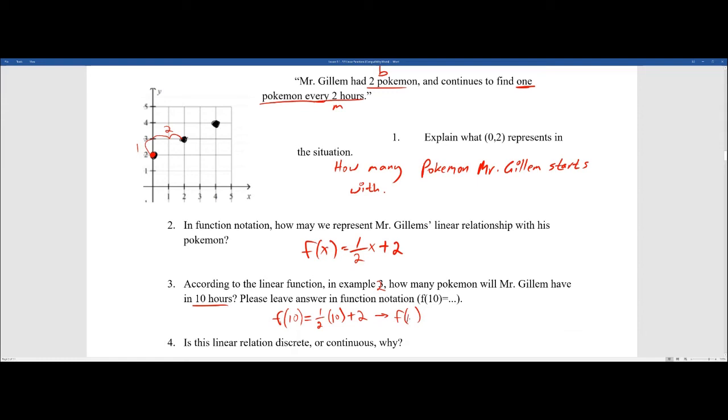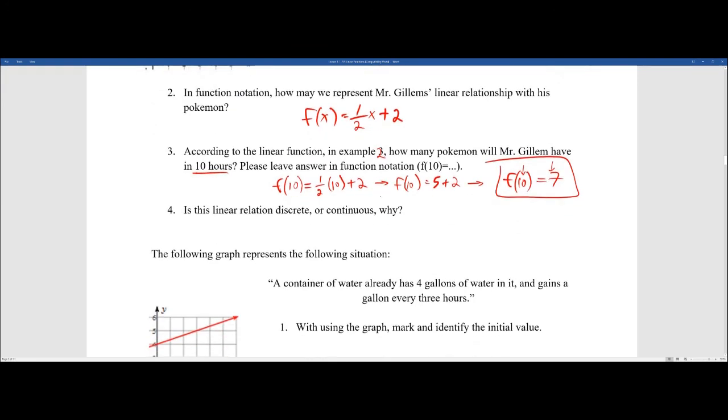There we go. So f of 10 equals, again, what's half of 10? That's 5. And then we have that plus 2. So f of 10 will equal, what's 5 plus 2? And you should get 7. So in 10 hours, Mr. Gillum will have 7 Pokemon. That's basically what it's saying in function notation.